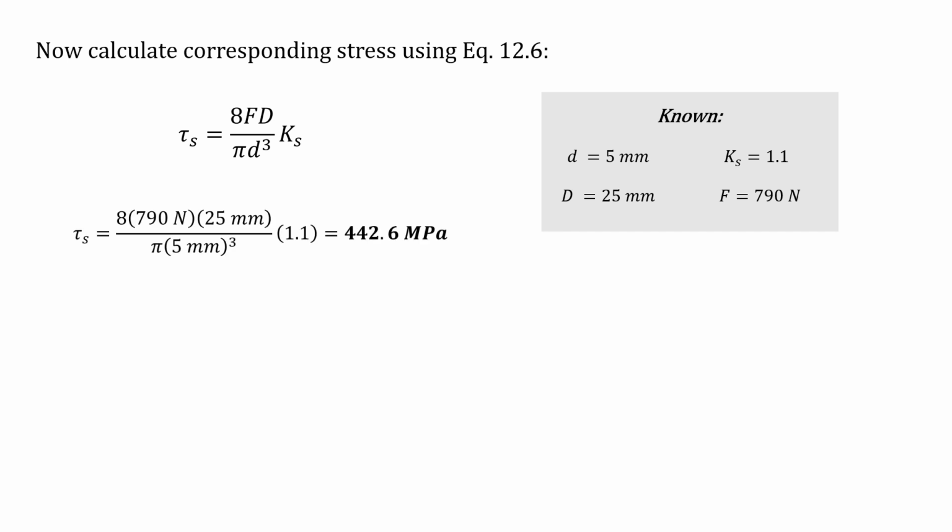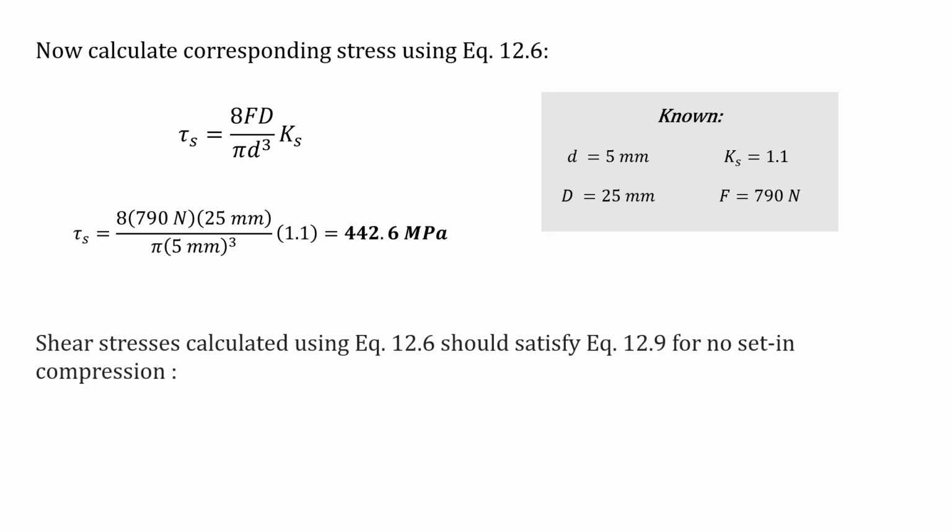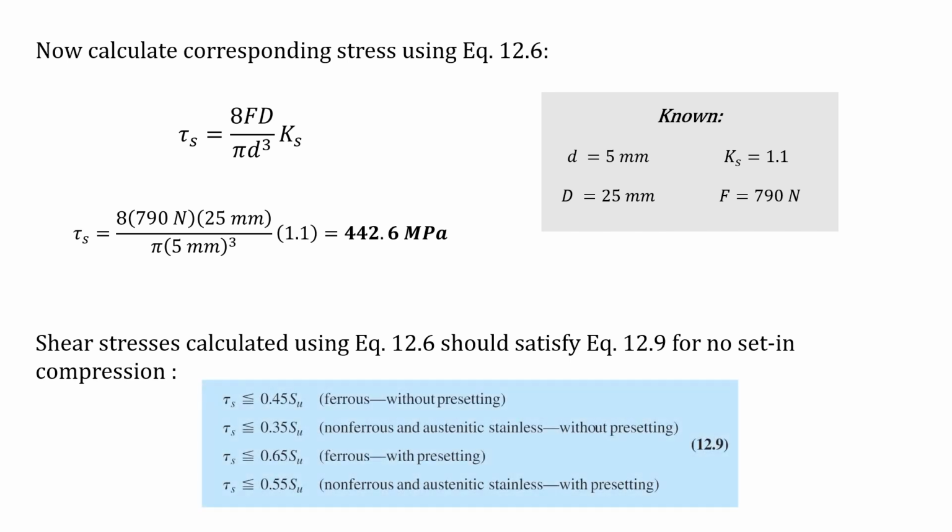So if we substitute in our values, we find that that shear stress is 442.6 megapascals. And then we need to compare with equation 12.9, where we have no set in compression. And those are the comparisons with the ultimate tensile stress that we had before. So for this question, we have a ferrous metal without presetting.